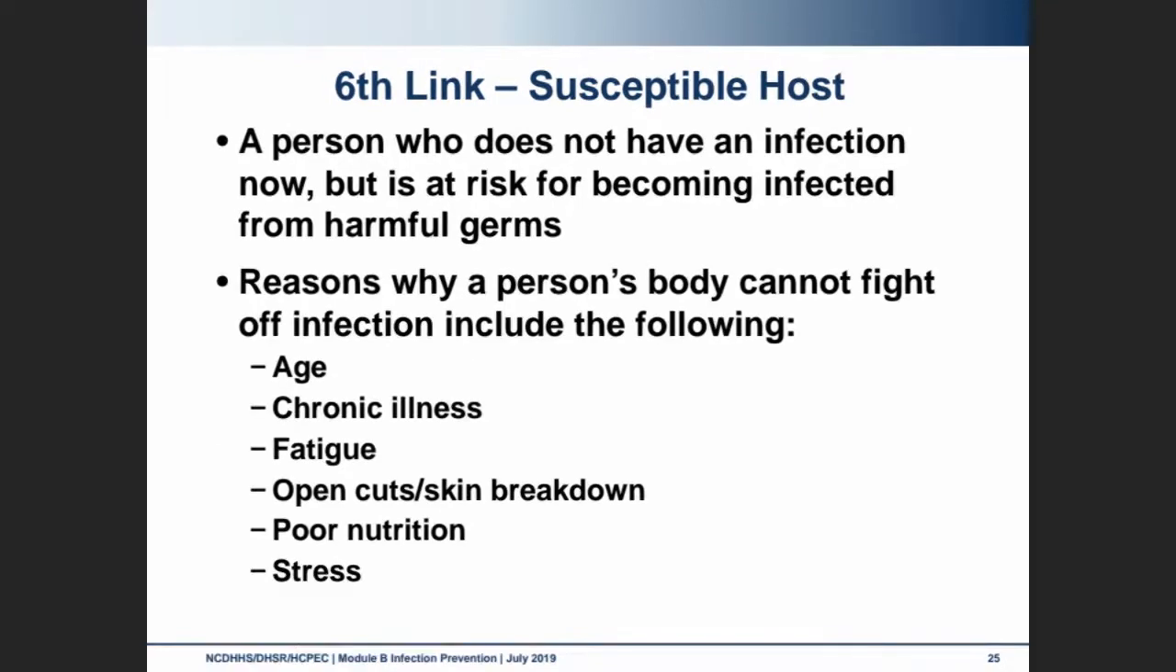And then the final link in our chain of infection is the sixth link, the susceptible host. A susceptible host is a person who does not have an infection now, but is at risk for becoming the next person to get infected from a harmful germ. A susceptible host is a person whose body, for whatever reason, and we have different reasons, can't fight off infection.